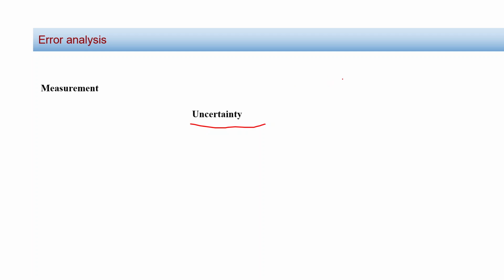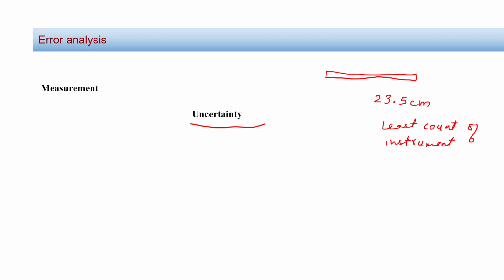If we measure, say, the length of a rod using a meter scale, and say I find the length to be 23.5 centimeter, then this value may include some uncertainty based on the least count of the instrument that I have used. In this case we have used a meter scale, right? So a meter scale has 0.1 centimeter least count. It cannot give me a more precise value than this. So there could be error in this value.